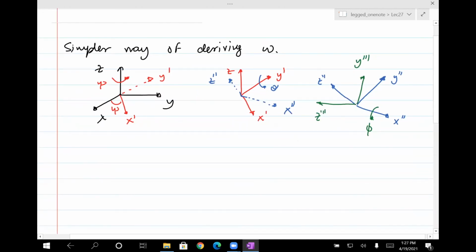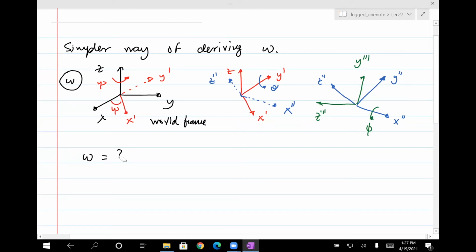Now let's see how to derive this in a much simpler way. Okay, so we are trying to write a formula for omega, and that's the problem. So how do you find angular speed in world frame? Well, you can actually see it this way. We want to find angular speed in this frame. That's the world frame, right?